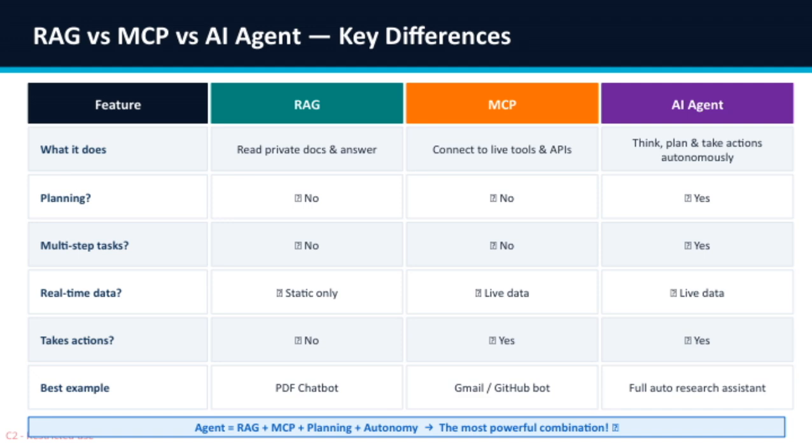It can automate your workflows, respond to your emails, or manage repositories automatically. We also have PDF chatbots, which can read and interpret private documents to answer your questions accurately. Now let's compare some features across different approaches.